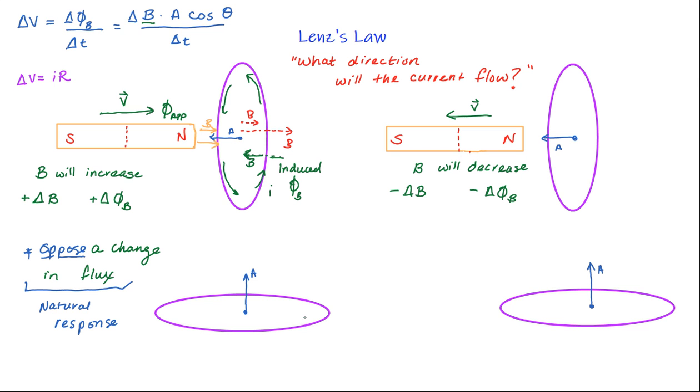So if I'm looking at it from the top here, what I'm seeing is the field is pointing this way, relative to the area vector. So we just flip the orientation a little bit here.